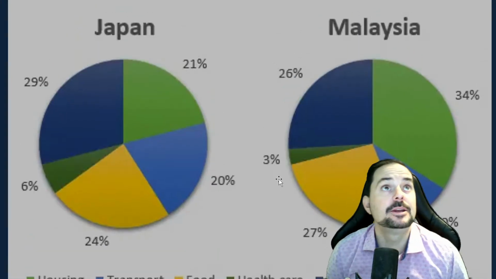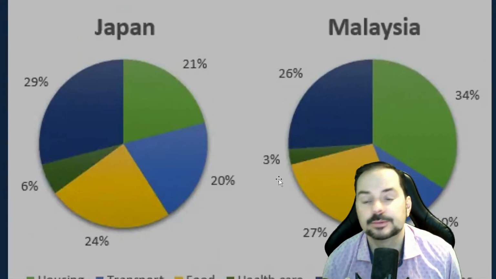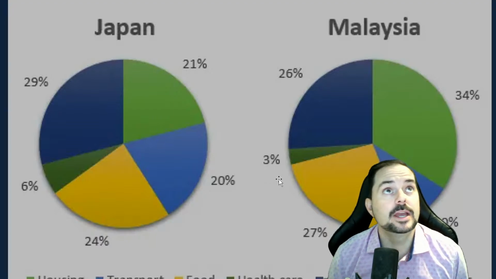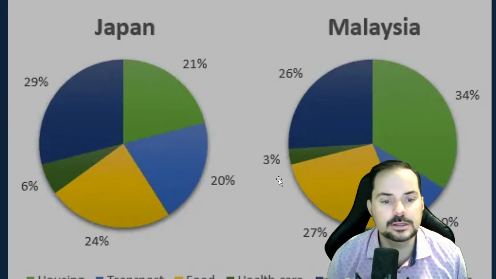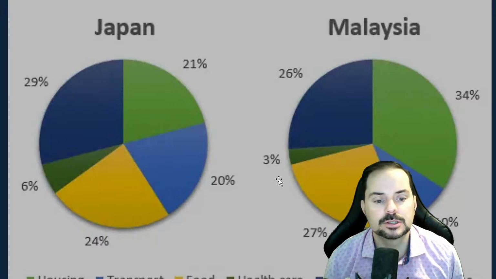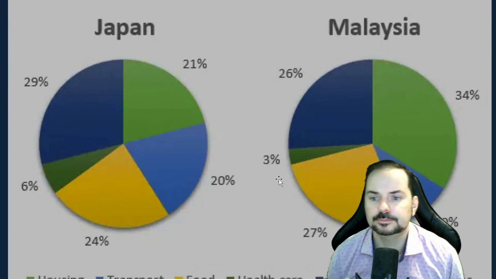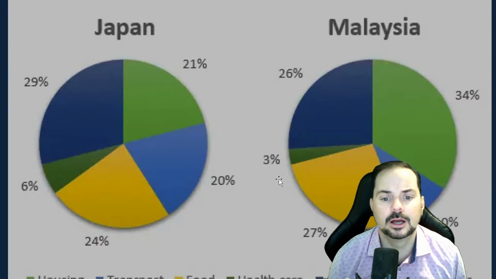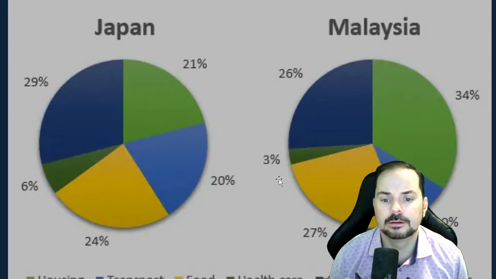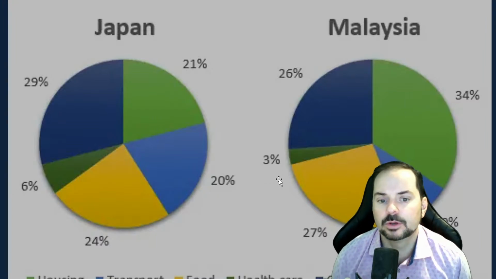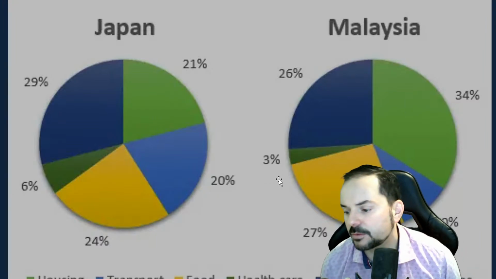Here we have Japan and Malaysia. Okay, what's the most observable feature in these pie charts? What do we notice right away? So what's observable?